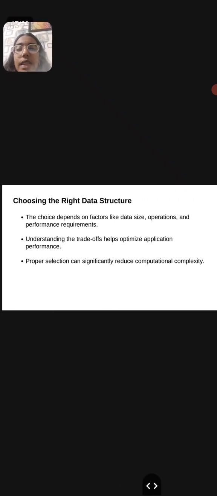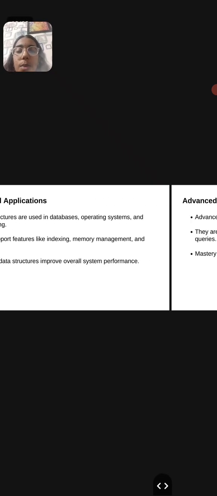Next is choosing the right data structure. The choice depends on factors like data size, operations, and performance requirements. Understanding the trade-offs helps optimize application performance. Proper selection can significantly reduce computational complexity.